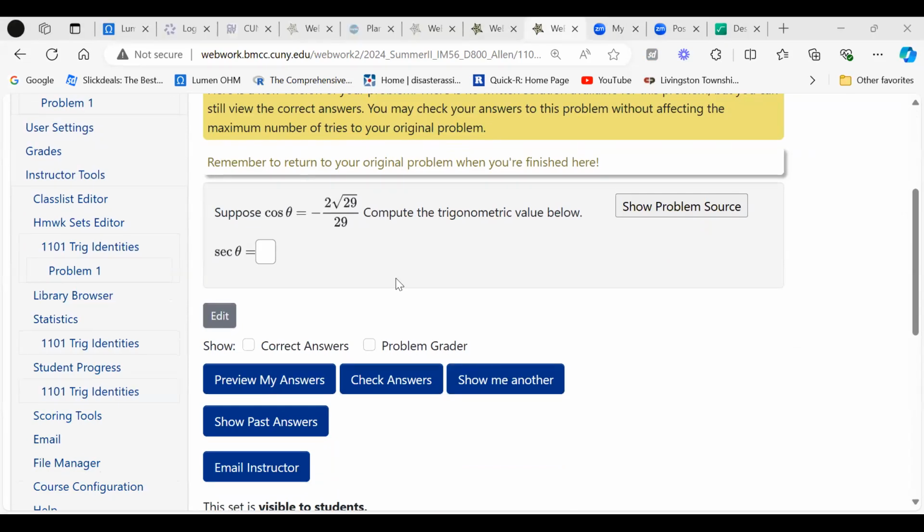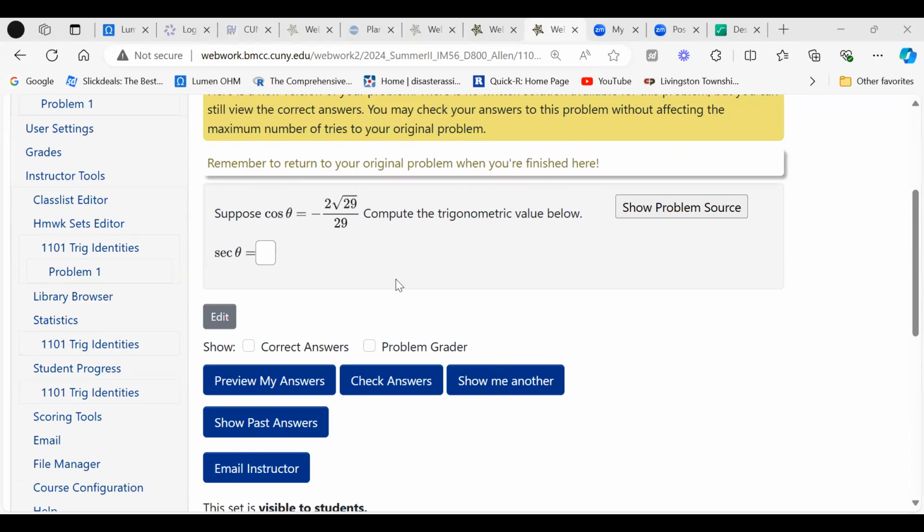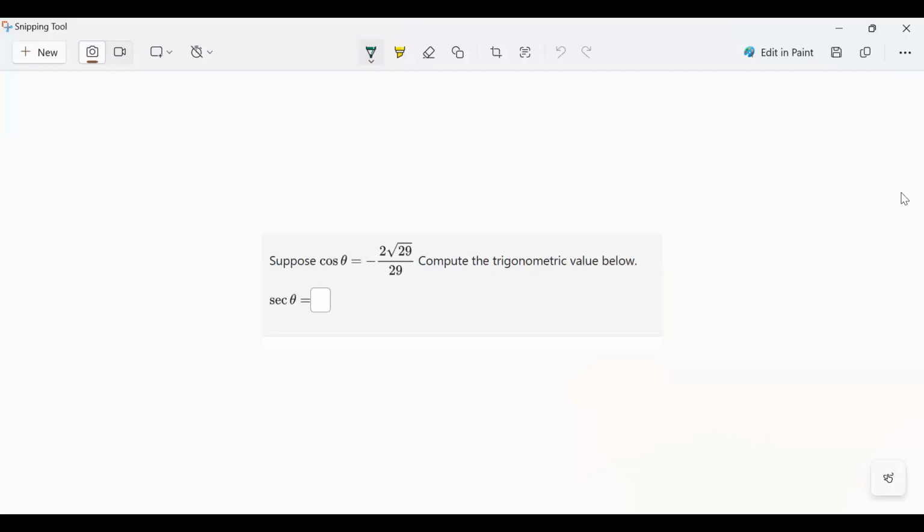We know cosine, we want to get to secant. How do we do that? Any suggestion? Secant theta is equal to 1 over cosine theta, right? So they are reciprocals of each other. So you know cosine, you know secant. So secant theta will be the reciprocal of this.